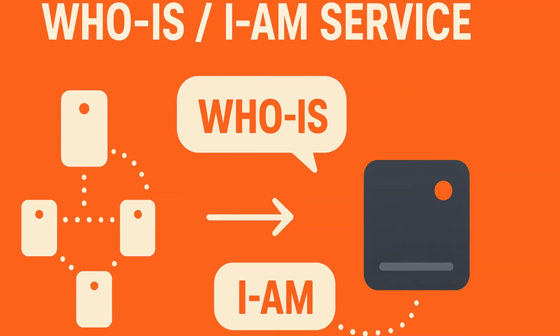Next up, let's dive into the Who-Is and I-Am services. These are all about device discovery. Think of it like saying, "Hey, who's out there?" That's Who-Is. Any BACnet device on the network that hears this will reply with I-Am, telling you who it is, its device ID, and some basic info. So basically, with Who-Is and I-Am, your system can find all the devices on the network automatically. Super handy when you're setting up or managing a BACnet network.